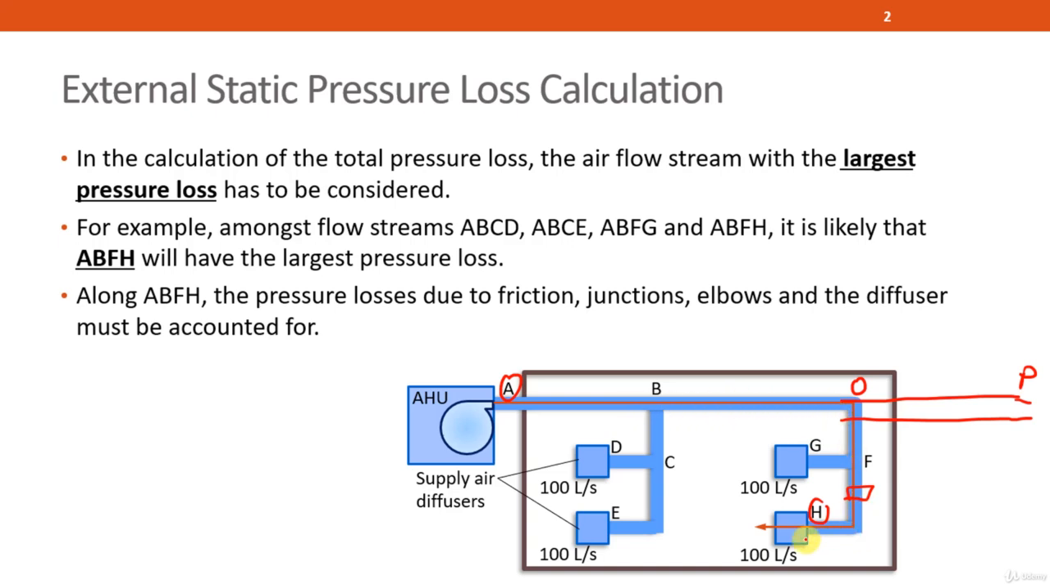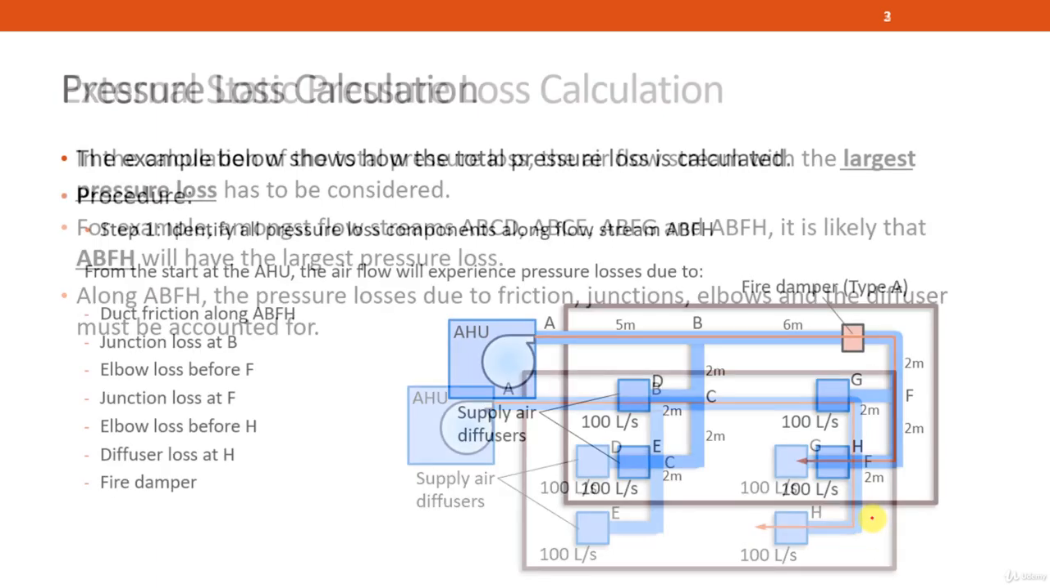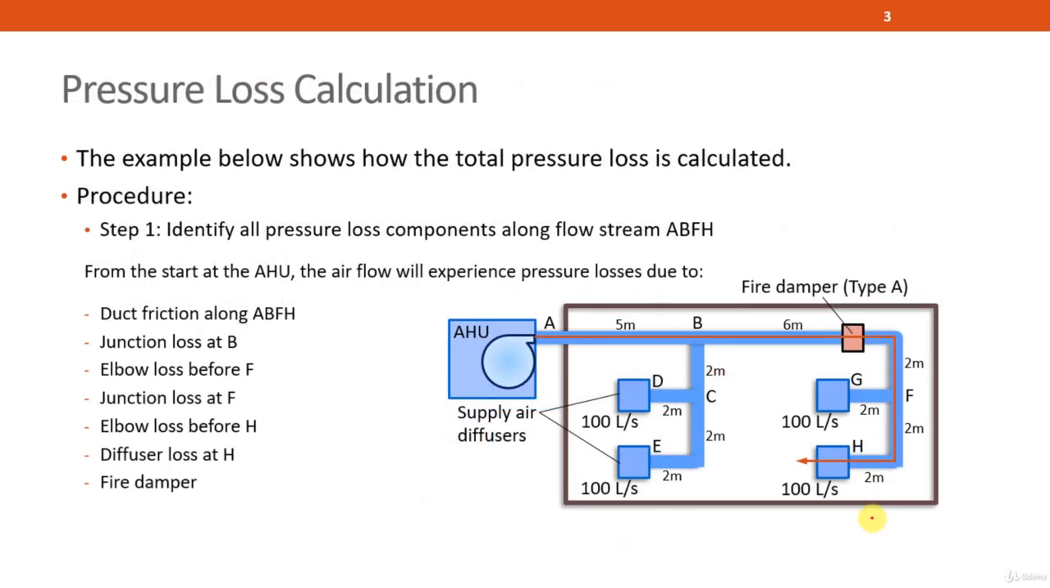And maybe 80% of the time it should be along the longest duct. So once you identify the duct flow stream, the section that contributes to the largest pressure loss, you need to look for each and every item or duct fittings, duct components that contribute to pressure losses. And after that, you have to sum them up together. So let's look at this example.